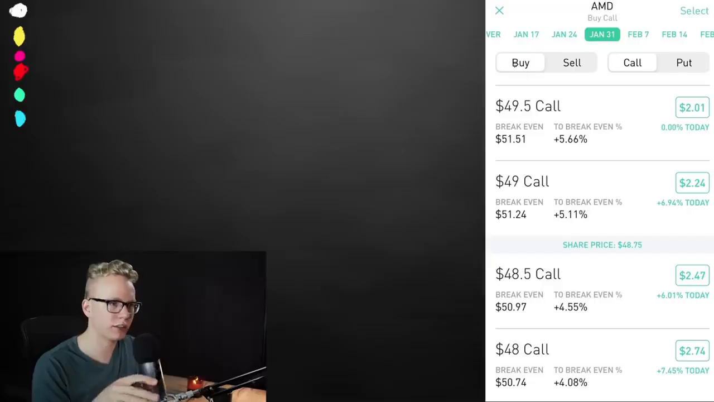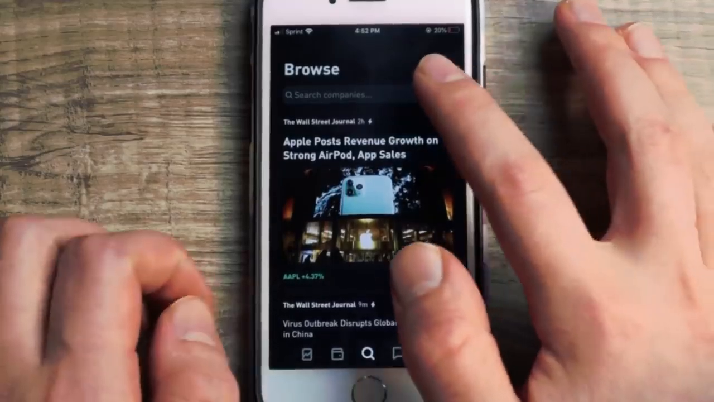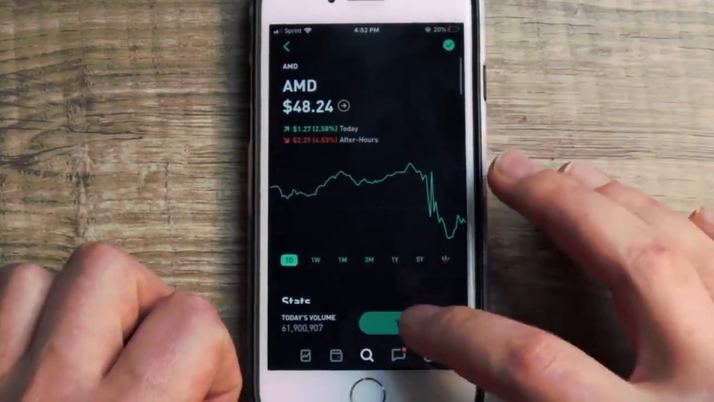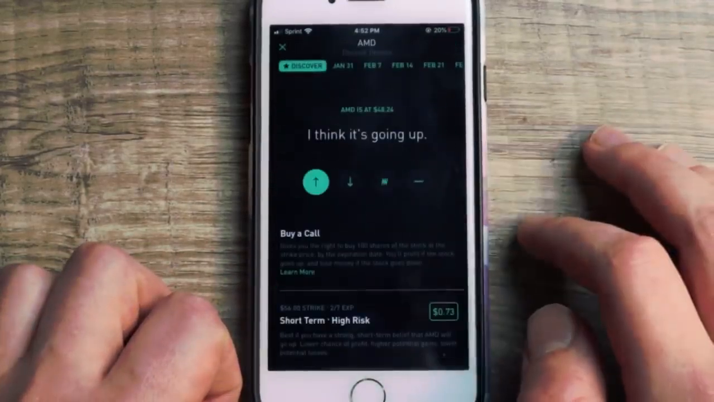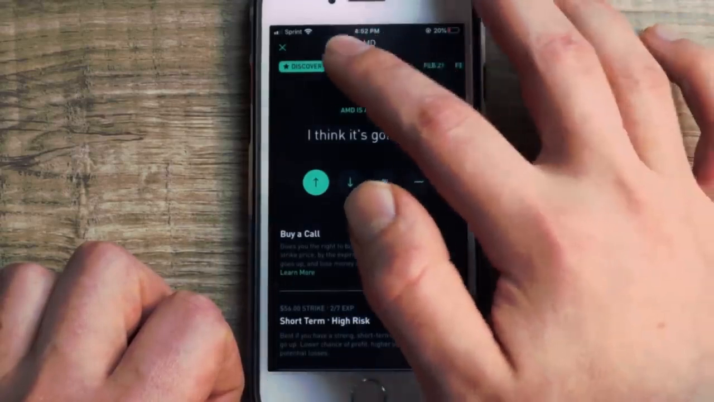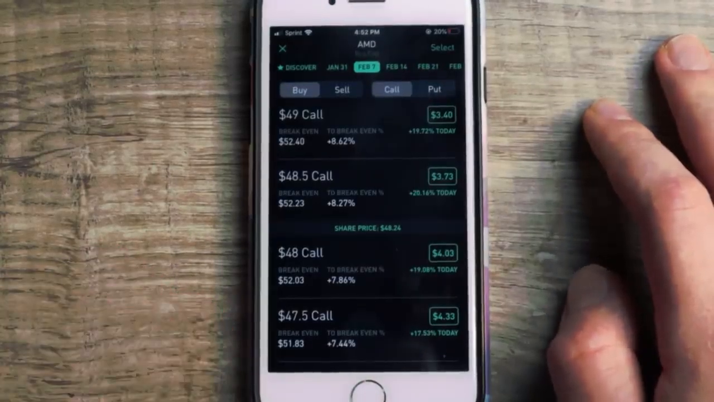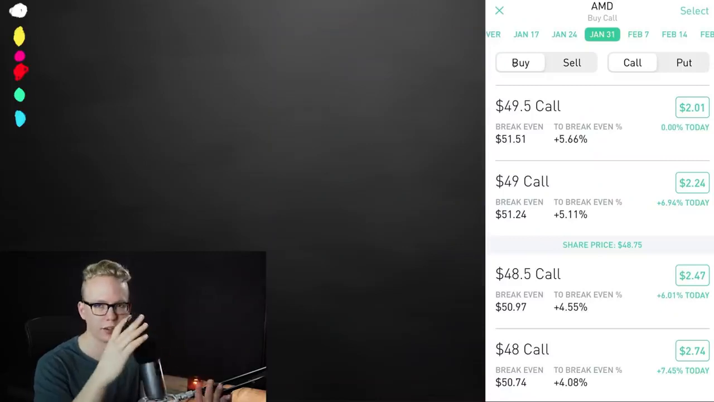So to get to a page like this, you're going to want to search up a stock. You can do AMD if you want to follow along. So search up AMD in Robinhood and tap on trade, then trade options. It'll pull you up to, I think it says discover. Go up to the top and tap on any of the dates up there, and it'll take you to a page that looks very, very similar to this one. The numbers are going to be different, but the layout itself is going to look very similar.